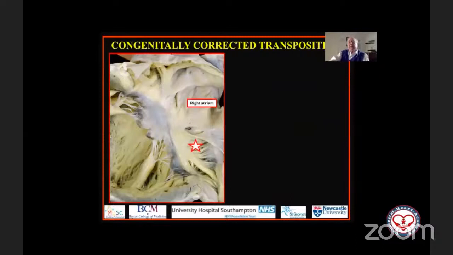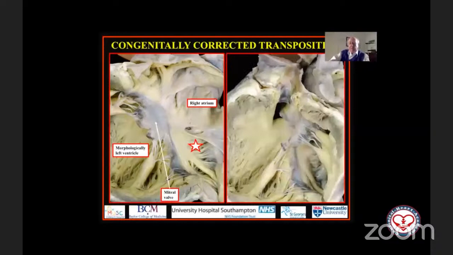And there you see the pectinate muscles extending all the way to the crux. We then have the mitral valve that is entering the morphologically left ventricle. And then when we look at the morphologically left ventricle, there it is. It gives rise, having received the mitral valve, to the pulmonary trunk: discordant atrioventricular and discordant ventriculoarterial connections.